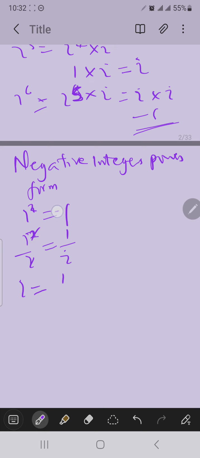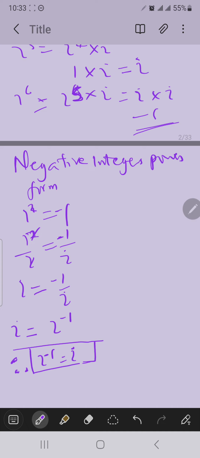Oh, this one is -1, sorry. -1 over i. So this i will be equal to i raised to power minus 1. That's what it means here. From this analysis, it means that i raised to power minus 1 will be equal to -i. This is what I want you to understand.